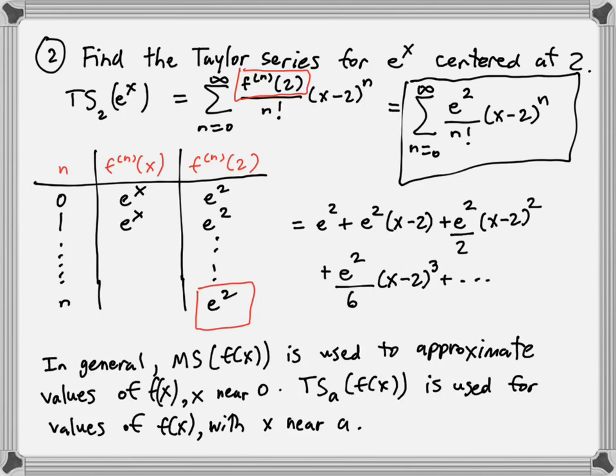Now, it's worth noting here, even though the problem didn't ask us to do the radius of convergence, if we had calculated it using the ratio test, we actually would have got a radius of convergence at infinity. So we would have got the same thing.